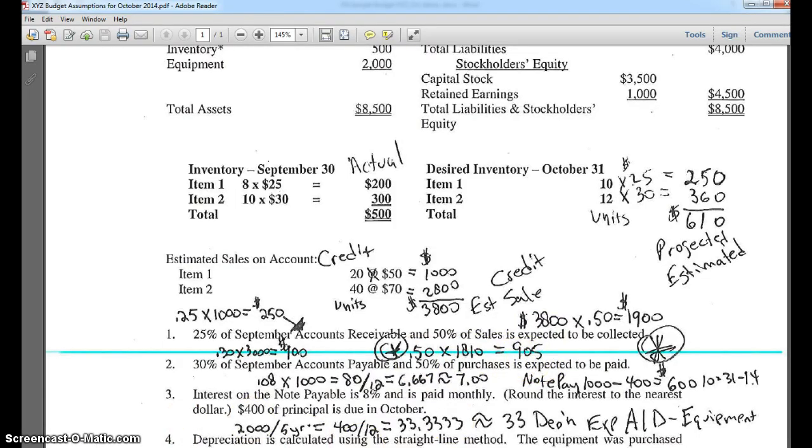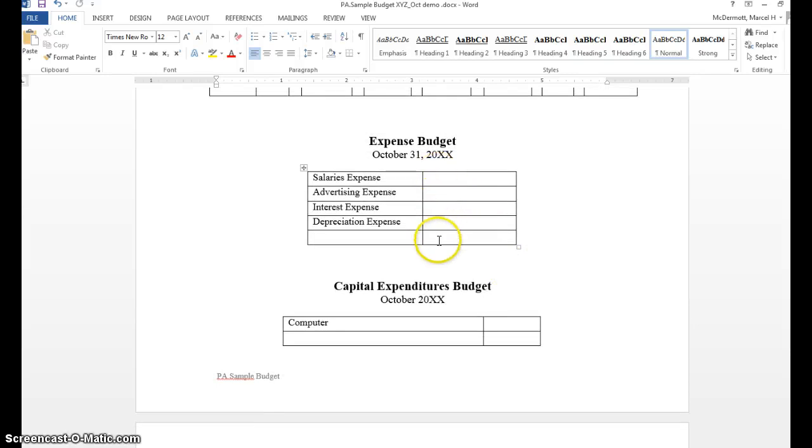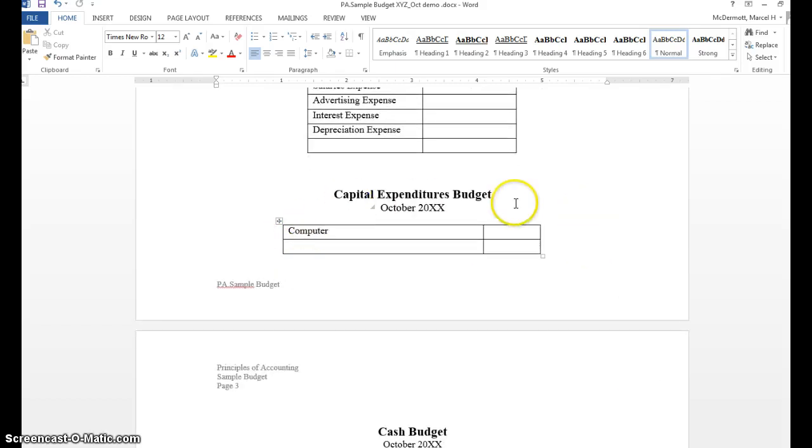Okay. Moving back to the sheets, we're going to go here. You're just going to drop in your expenses here. That's going to equal your total expenses, I think, of $640, which is going to go on your income statement. Your capital expenditure budget is basically purchasing assets. You're buying the computer for $500 on account. Don't forget to increase accounts payable for that.